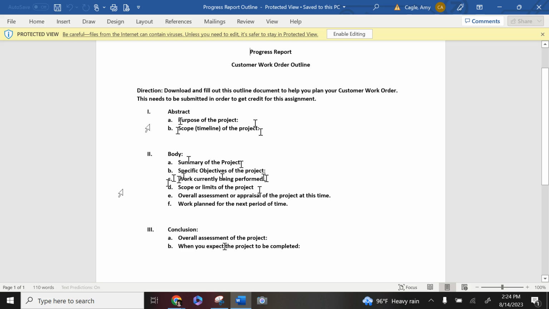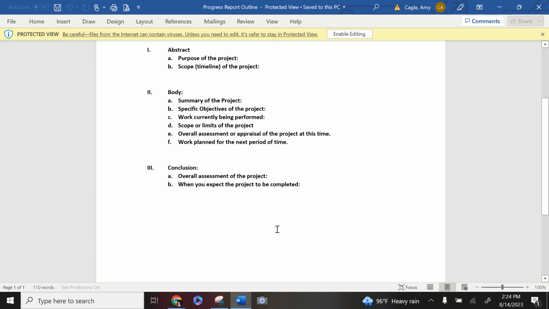We've done this up to this point, now we're working on this. How much time is left? How much do you think it's going to cost? And then what's coming up next in the period of time before your next progress report. So this may be 2 to 3 paragraphs. And then your final paragraph is your conclusion, your overall assessment, and when you expect the work to be completed.